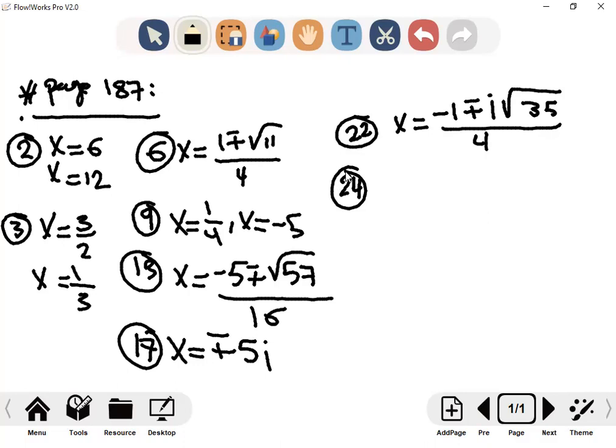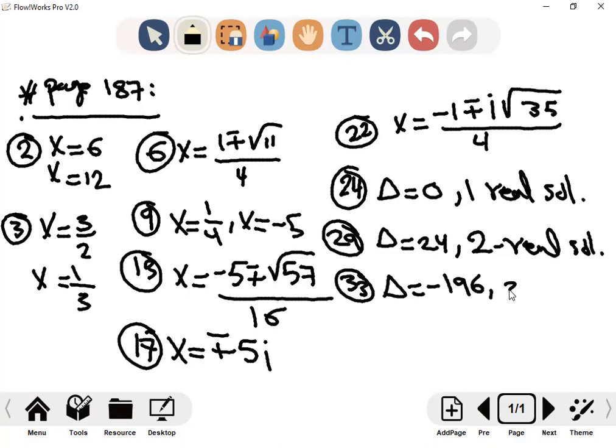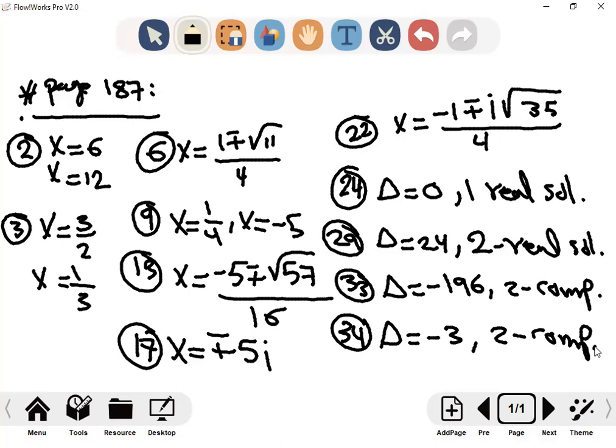We have delta equal to 0 here, right? And we have one real solution. Question 29, the delta is 24, right? And we have two real solutions. Question 33, delta equals negative 196, so we have two complex solutions. Question 34, delta is negative. In 34, delta is negative 3, so we have two complex solutions only.